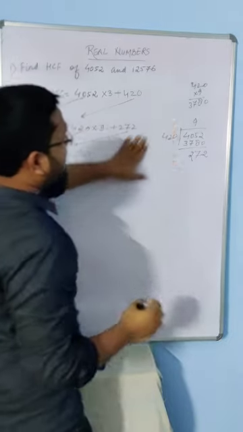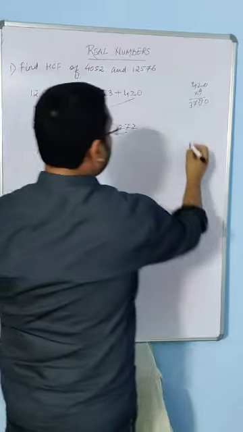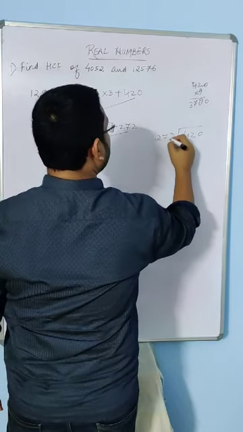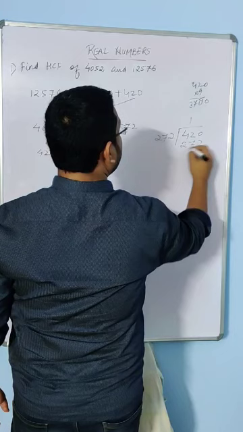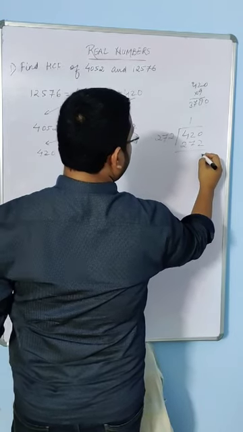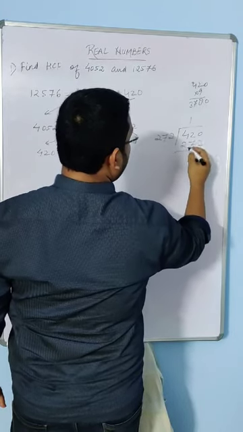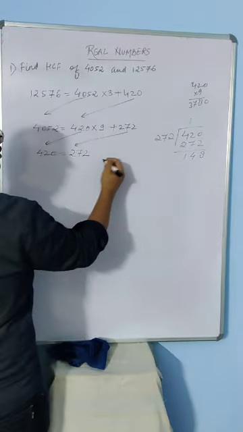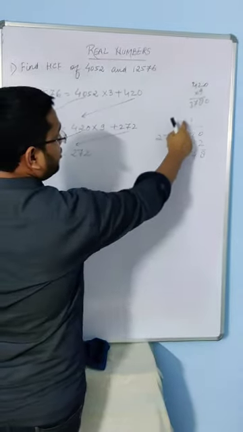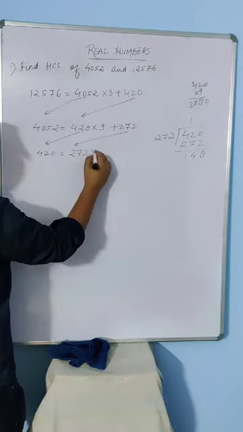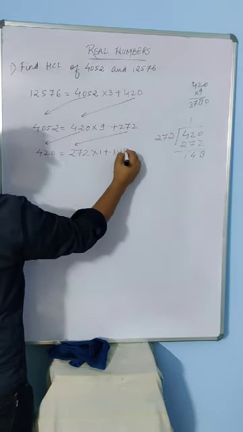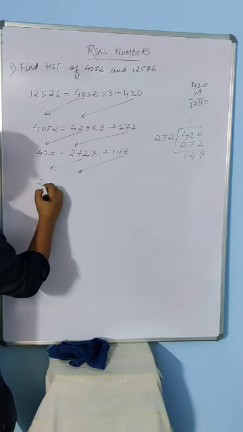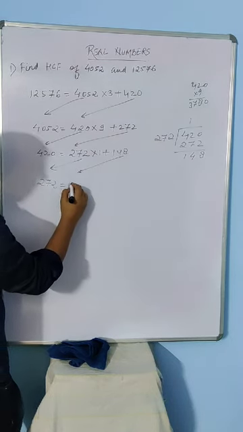Now when you divide 420 by 272, that will go one time. You have 272 out of 420, you got 148. So you have dividend is equal to divisor into quotient plus remainder, that is 272 into 1 plus 148. Again the same step.